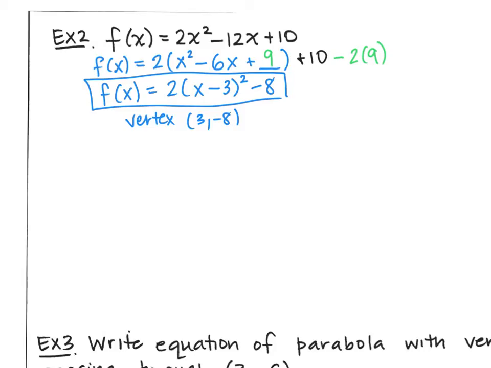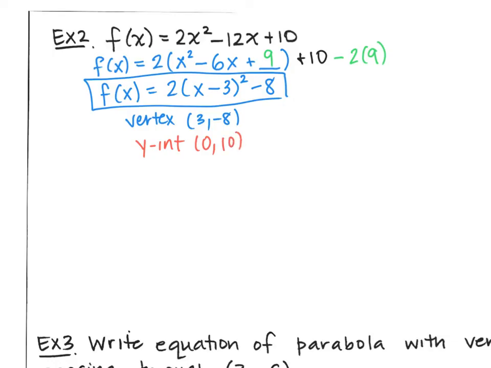Okay, let's see. The y-intercept is another easy one to grab. Y-intercept is (0, something). You can plug in the value 0, or because this is already in general form, I can just look at the c term. (0, 10) is my y-intercept.